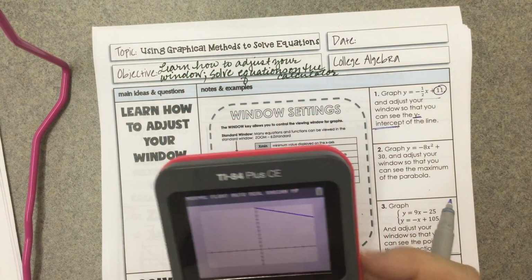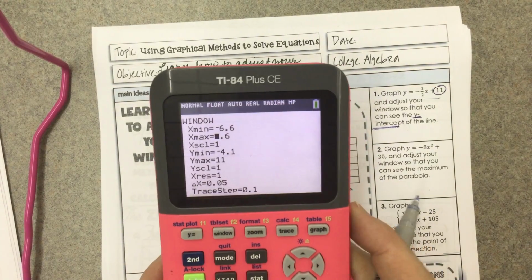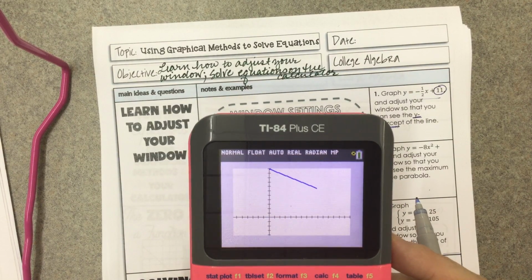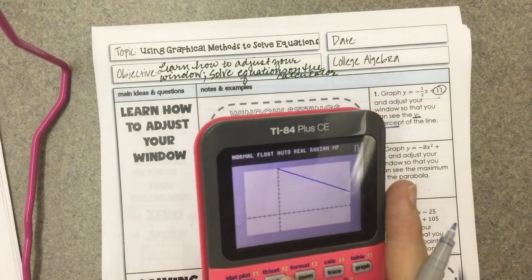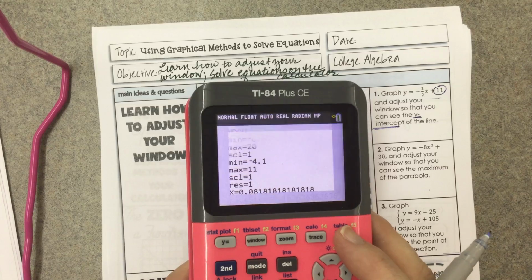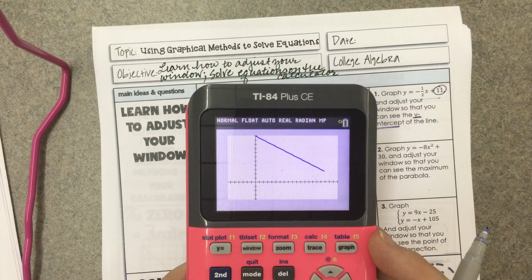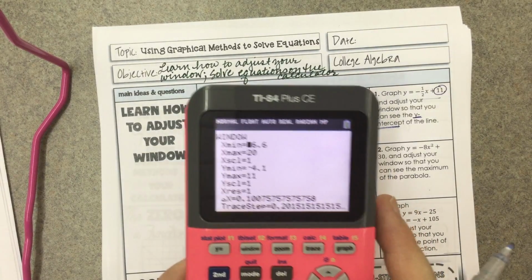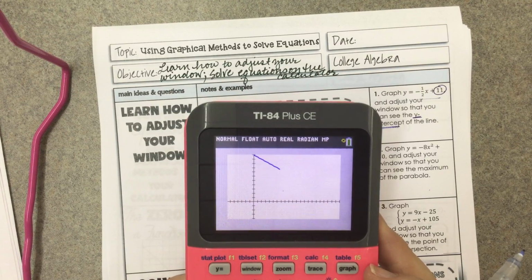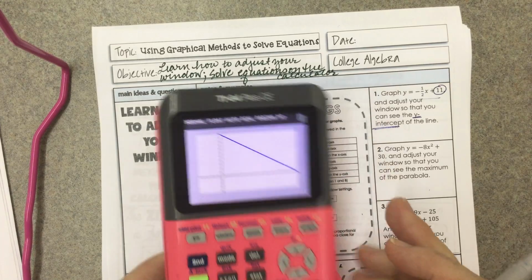Now if I wanted to see also the x-intercept, I started off with 15, but it looks like I'm going to need to go a little bit further. So I'm going to make my x max be 20. And now I'm missing it by 1. So we're going to make it 22. And now I'm going to be able to see both the y-intercept and the x-intercept.